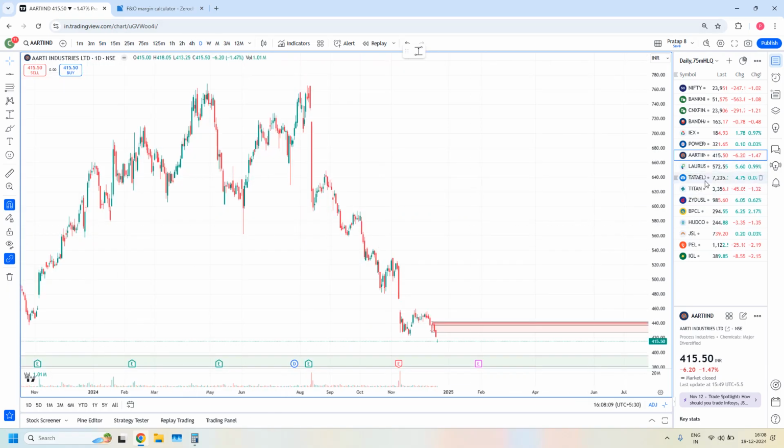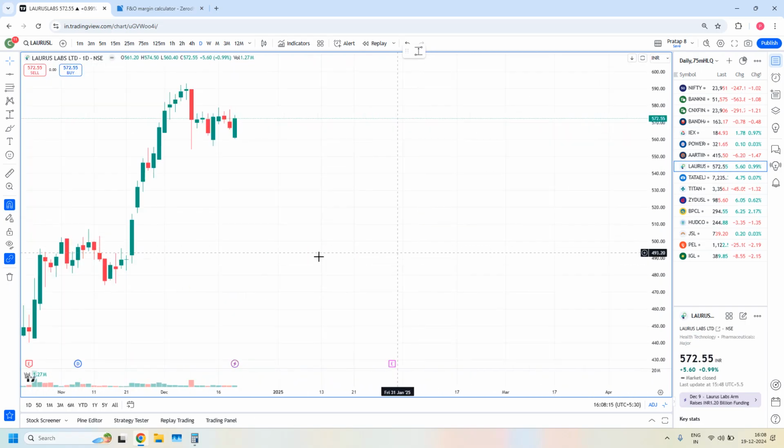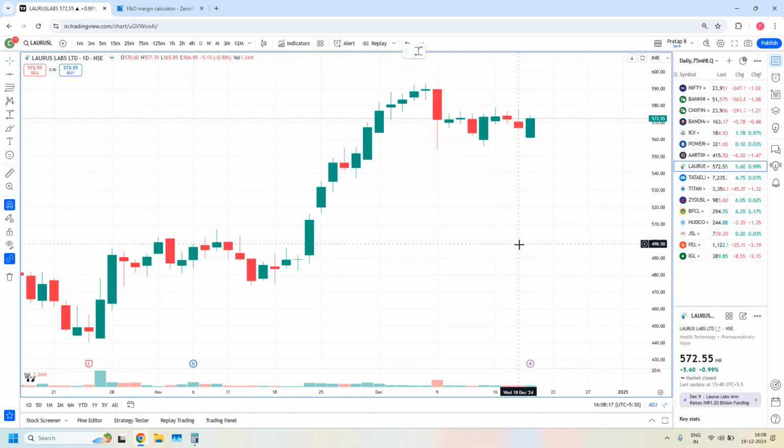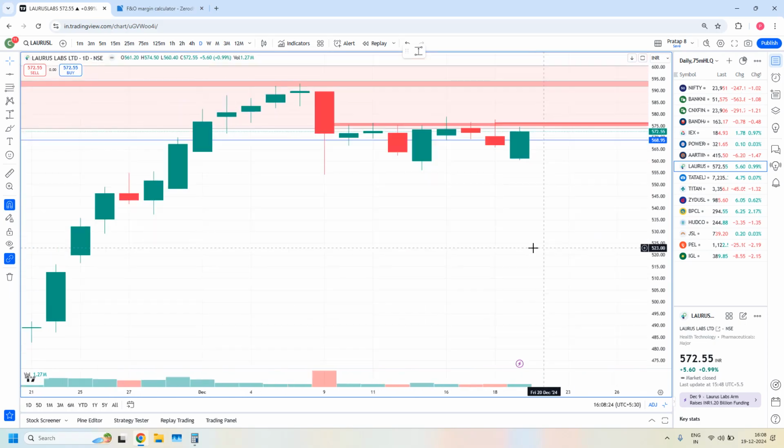Okay, the next one is Lares Labs. Every day we are seeing this Lares Labs. Anyway, today while closing, the market came near to this area. Anyway, we are not focusing on this today.